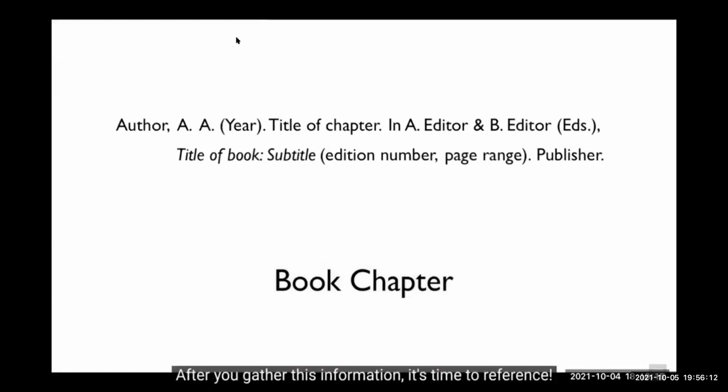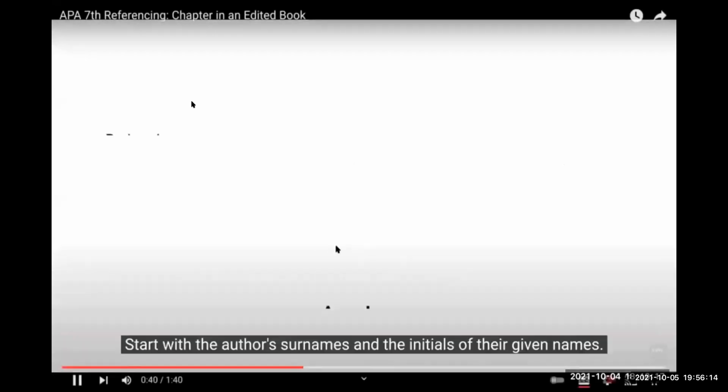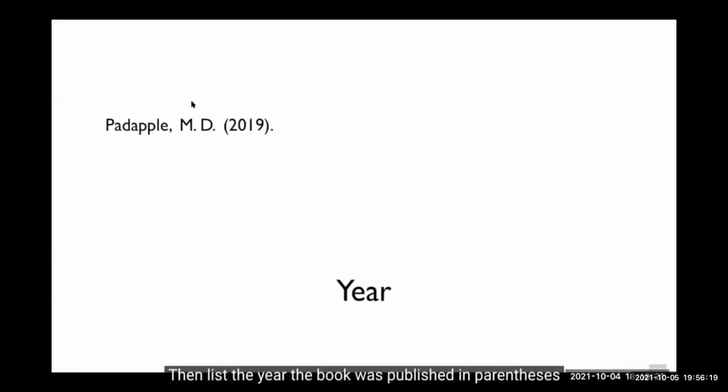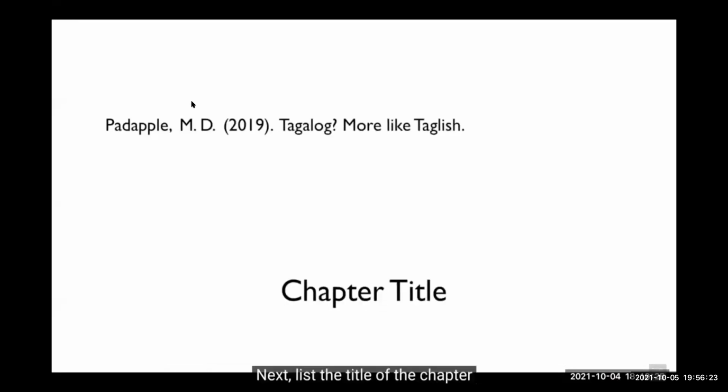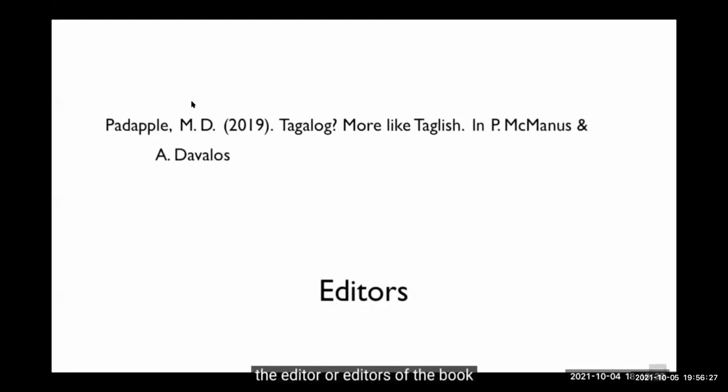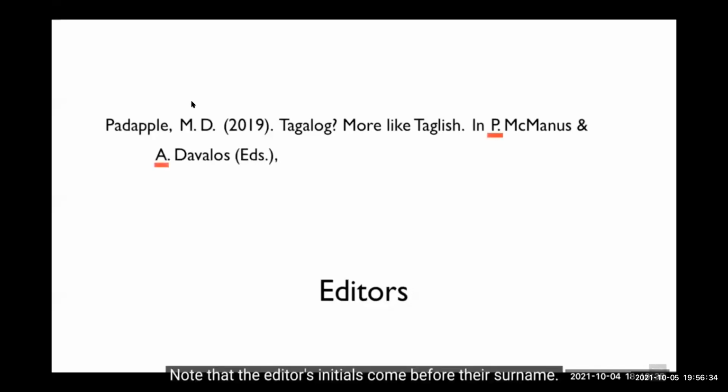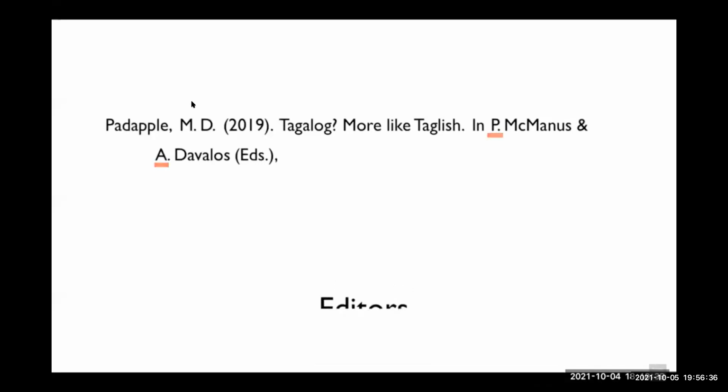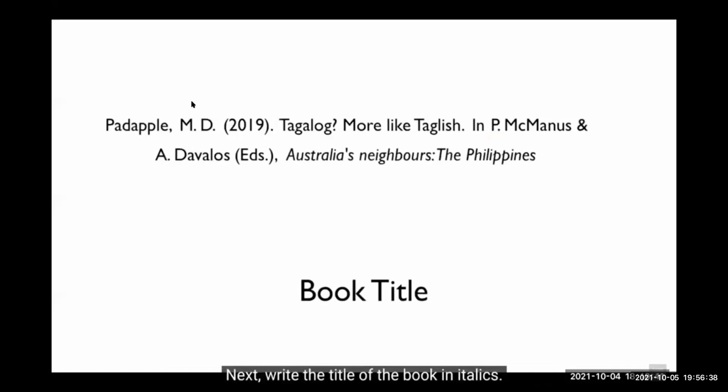gather this information, it's time to reference. Start with the author's surnames and the initials of their given names. Then list the year the book was published in parentheses. Next, list the title of the chapter. Then write the word in and list the editor or editors of the book, followed by ED or EDS in parentheses. Note that the editor's initials come before their surname. Next, write the title of the book in italics.